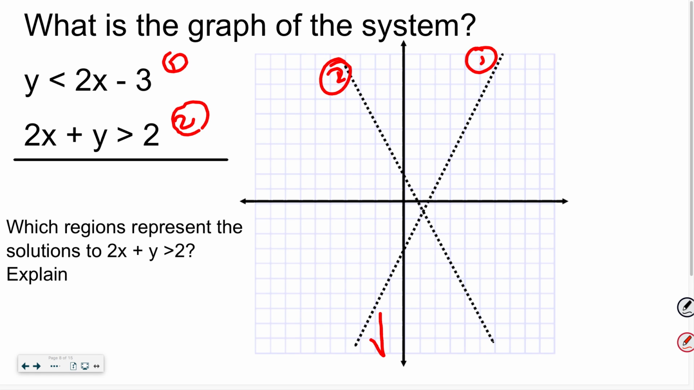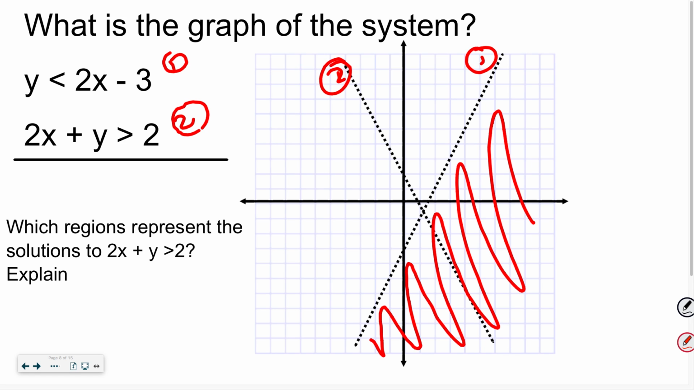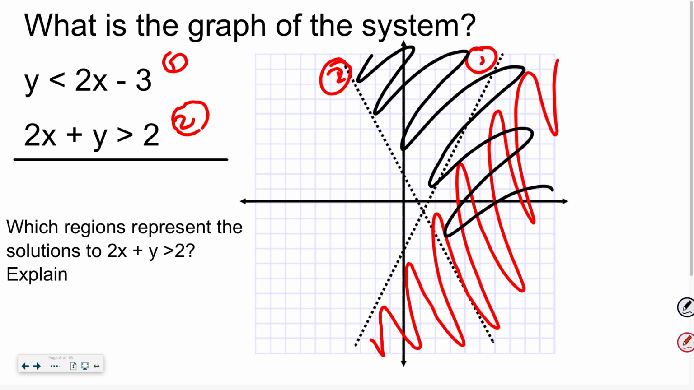So we're going to shade that in red, all of that. And now in black, we're going to shade the solution of the other one. So that second graph, did (0, 0) work? No. It was all of that. So let's shade that. So we shaded this whole side. Which coordinates do they share?